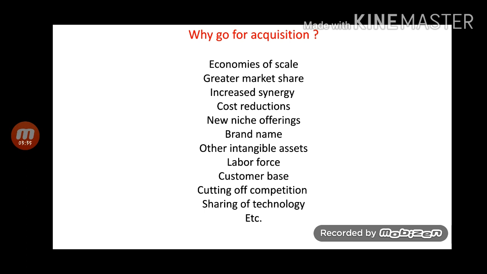And normally, say for example, India has a huge labor force. So an Indian company and maybe a Japanese company may go for an acquisition, because the Indian company will share capital from the Japanese company, and the Japanese company will get a cheap labor force from India. And obviously customer base. In order to increase the customer base, companies go for acquisition, also for cutting competition and sharing of technology. There are other reasons also, but these are some of the highlights which you can see on the screen.